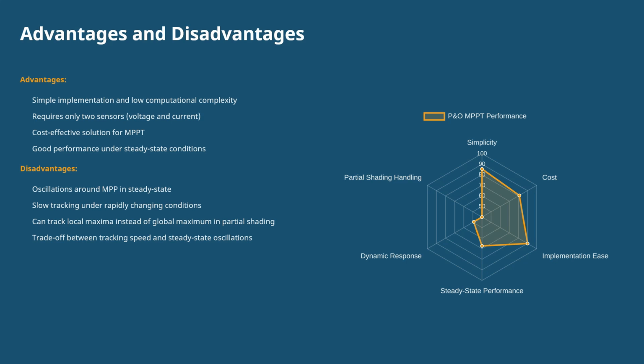It causes oscillation around the maximum power point in steady state. It struggles with fast changing conditions. If there are fast environmental changes like clouds and shading, in that case, it will generate false results. It can get stuck at local maxima if there is a partial shading case. In that case, it just gets stuck at local maxima. It doesn't go to the global maxima. Okay. The designer must balance speed versus stability by tuning the step size of the perturb and observe algorithm.